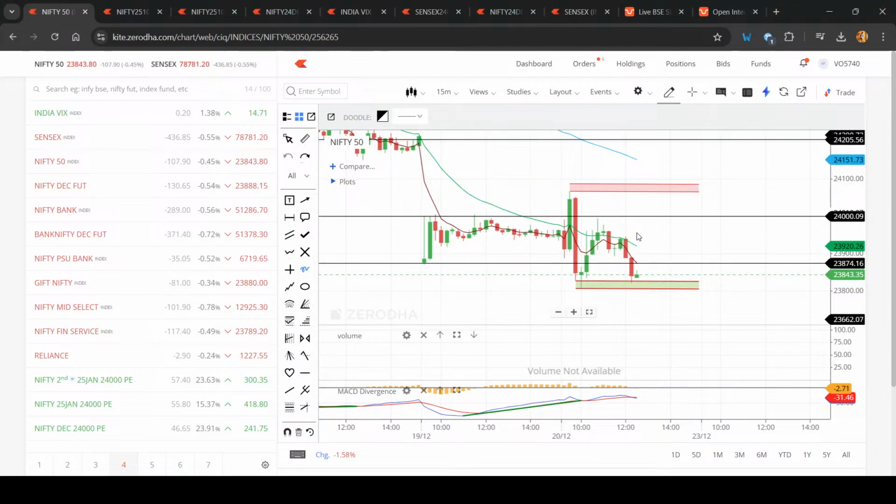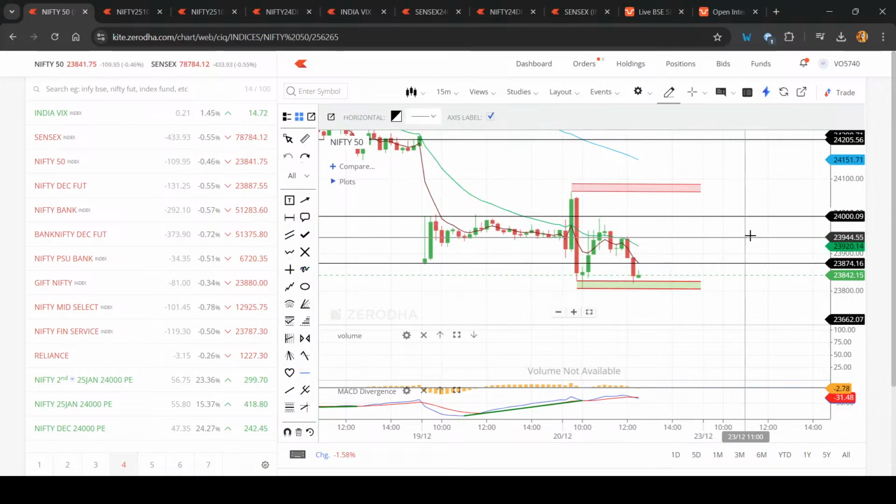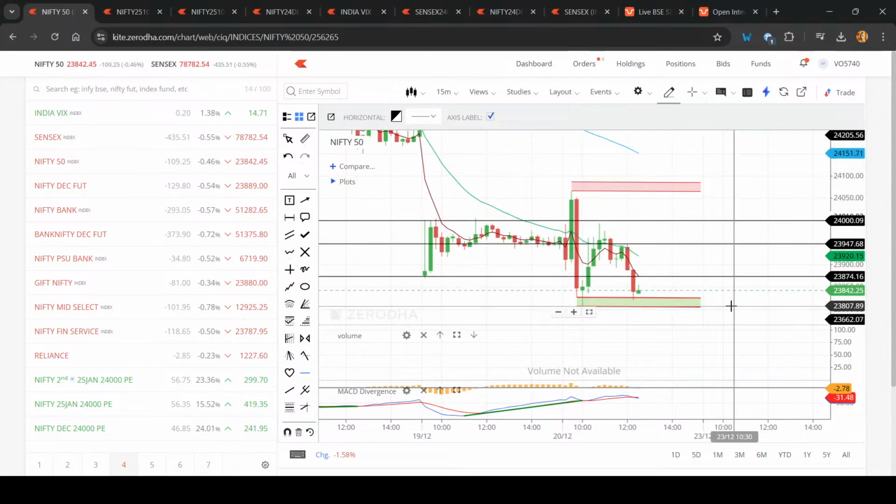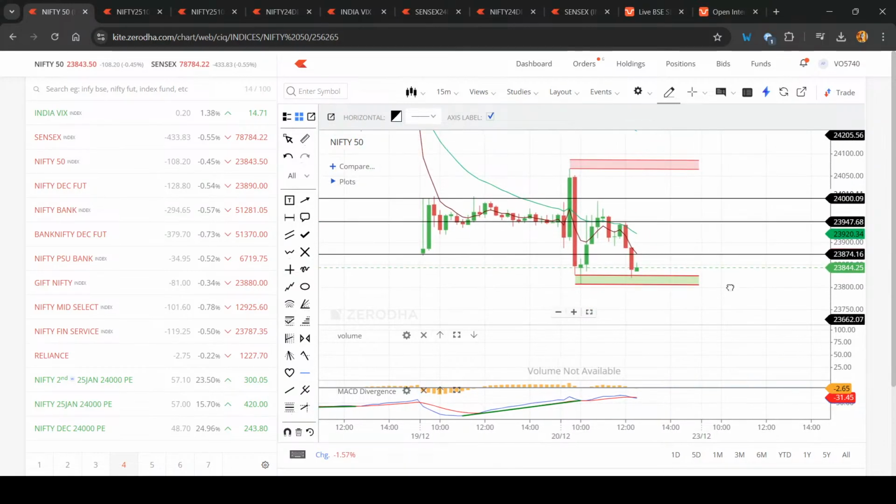All right, at this point. So I'll mark this level as my stop loss, 23,947. I'm trying to be a little bit conservative. I could have kept my stop loss a little bit up till this level, but since it's Sensex expiry, let's try to be a little conservative.